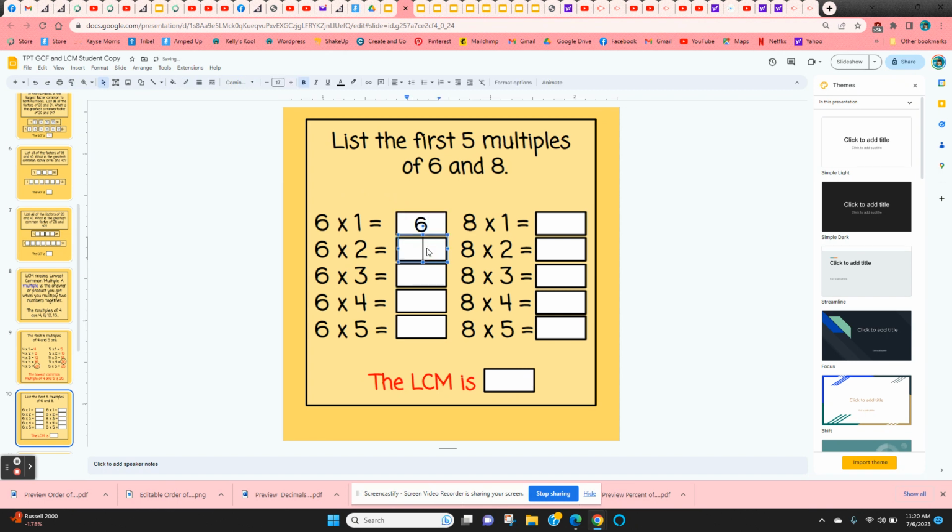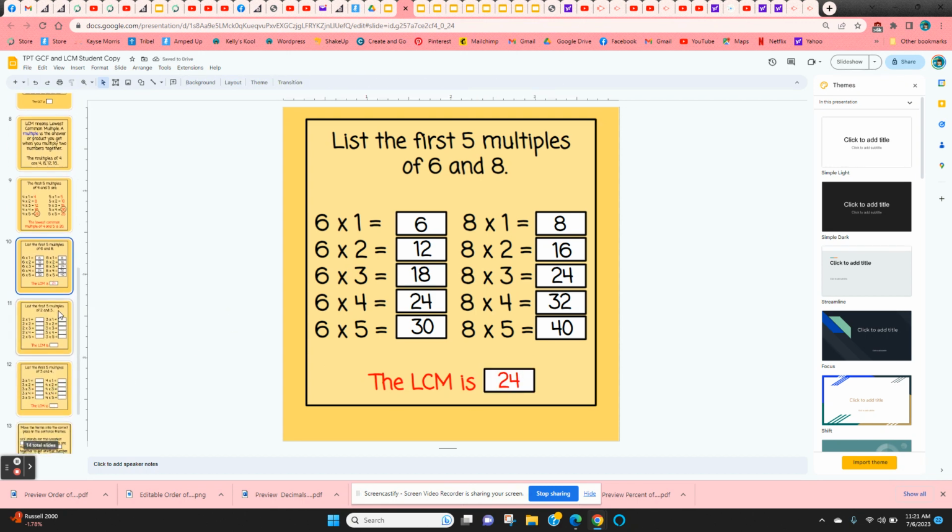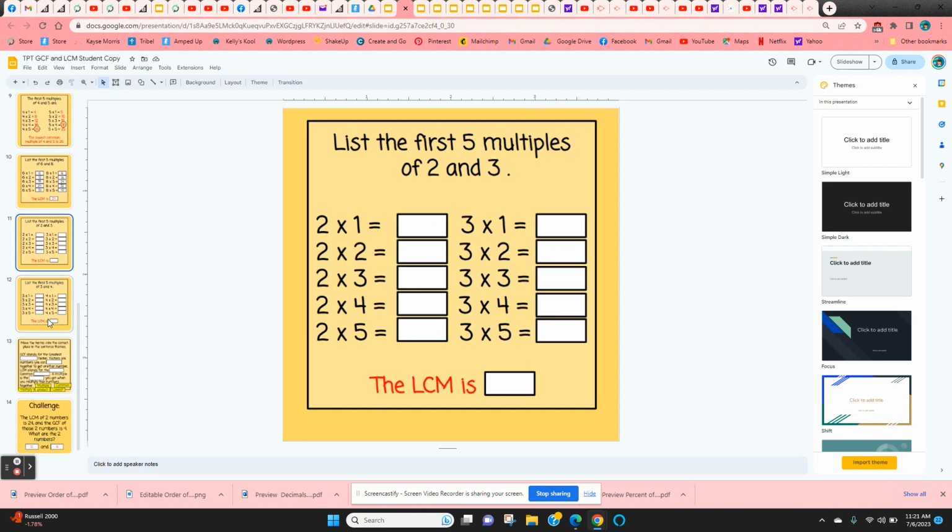So 6, 12, 18. They need to notice they're counting by 6s, and 30. And the multiples of 8 would be 8, 16, 24, 32, and 40. Now the lowest common multiple, the lowest number they have in common on this one would be 24. So the LCM is 24. Okay, so they've got a couple more slides to do that, also finding the lowest common multiple.